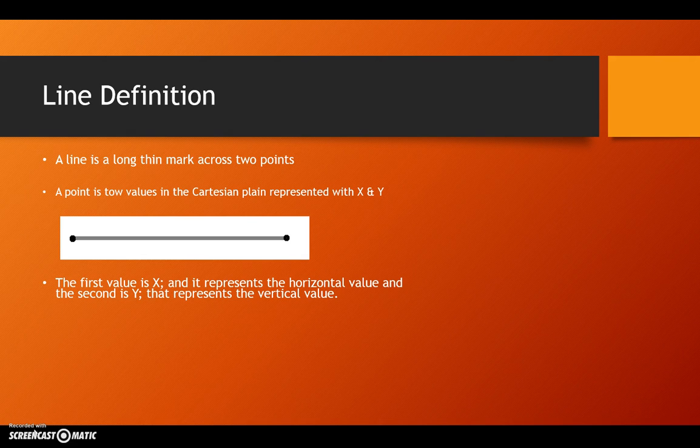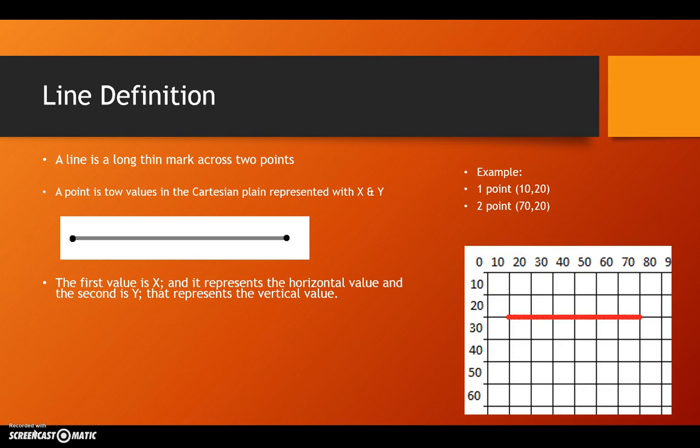The first value is x, as you can see, and it represents the horizontal value, and the second is y, which represents the vertical value. For example, in the first point, you can see that x has a value of 10 and y a value of 20, and in the second point x has a value of 70 and y a value of 20. And this is how it should look.